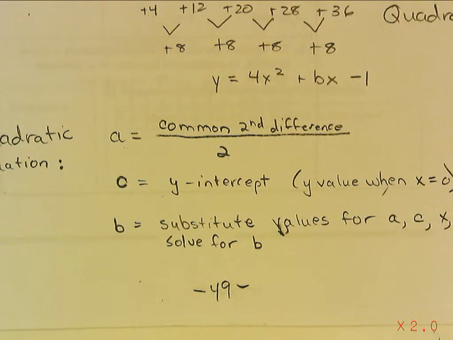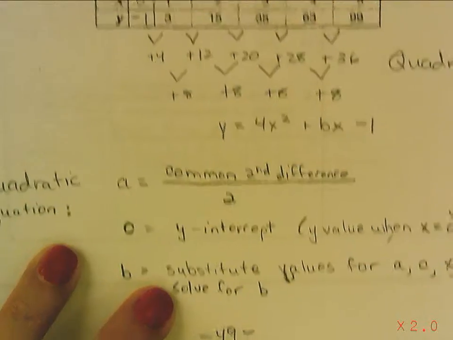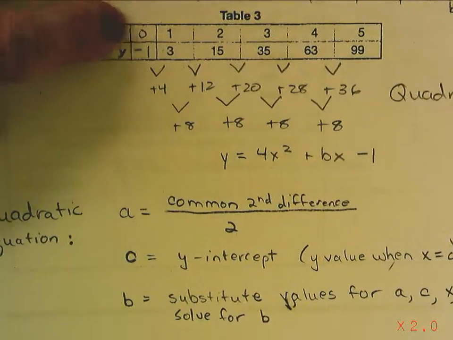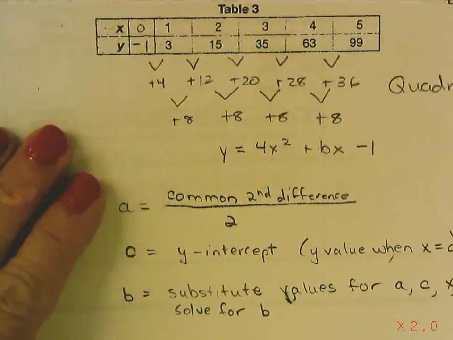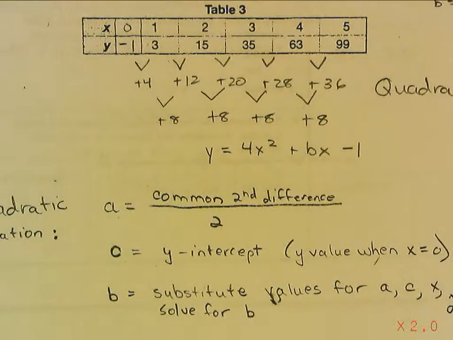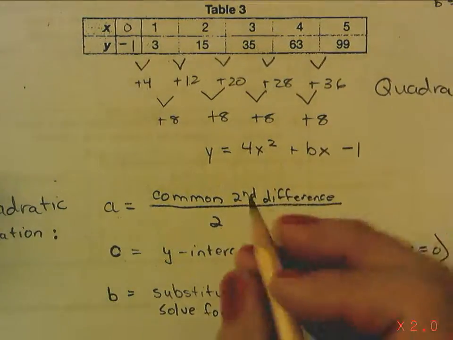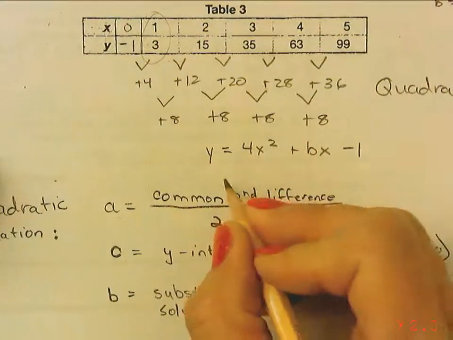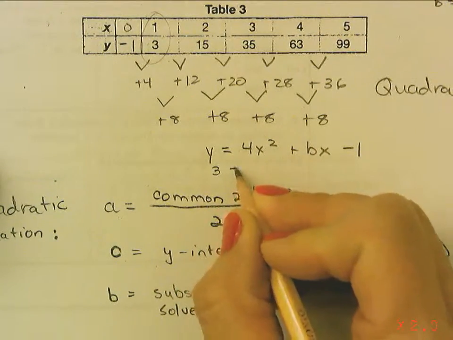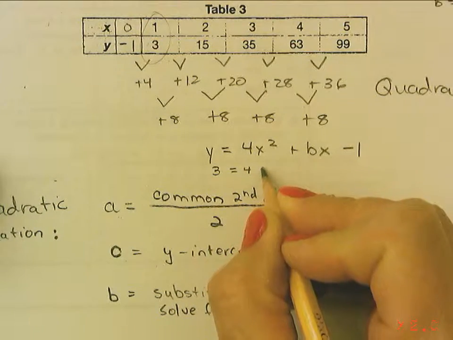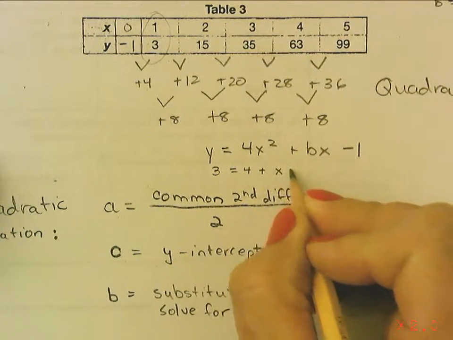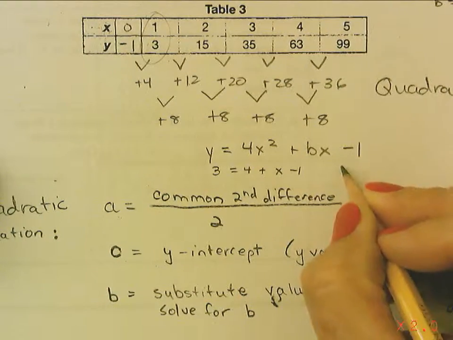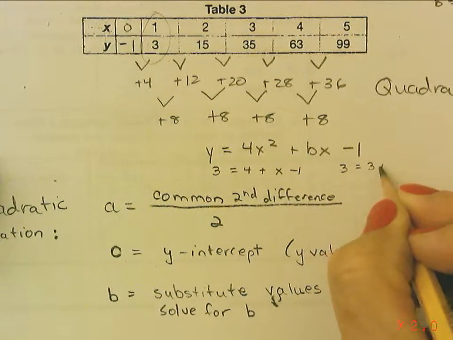The 4 I get from taking my common second difference and dividing it by 2. My c I get by finding the value, or looking at the chart they gave me. When x was 0, y is negative 1. That's how I got c. Now, to find b, I just have to plug in a point. So I will plug in the point 1, 3. So 3 equals 4 times 1 squared plus 1b minus 1. So 3 equals 3 plus b.